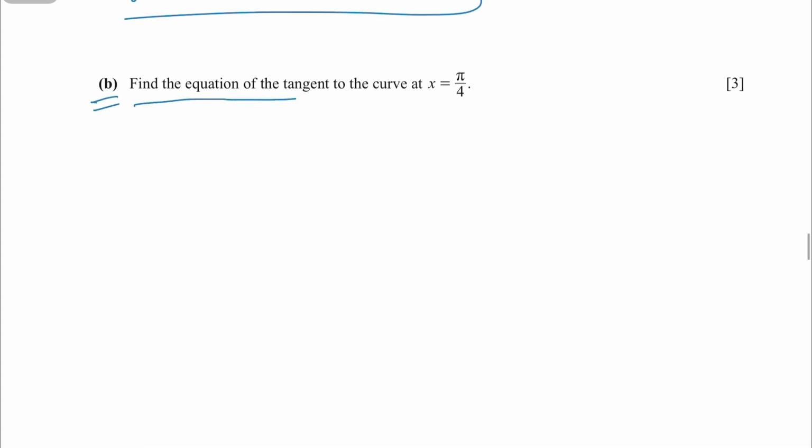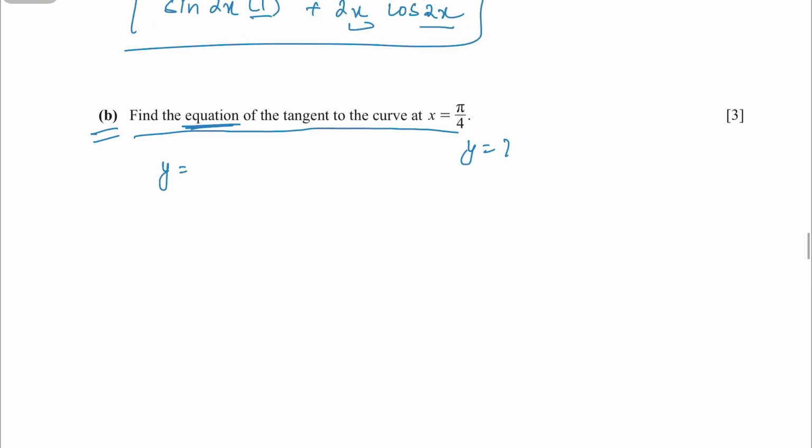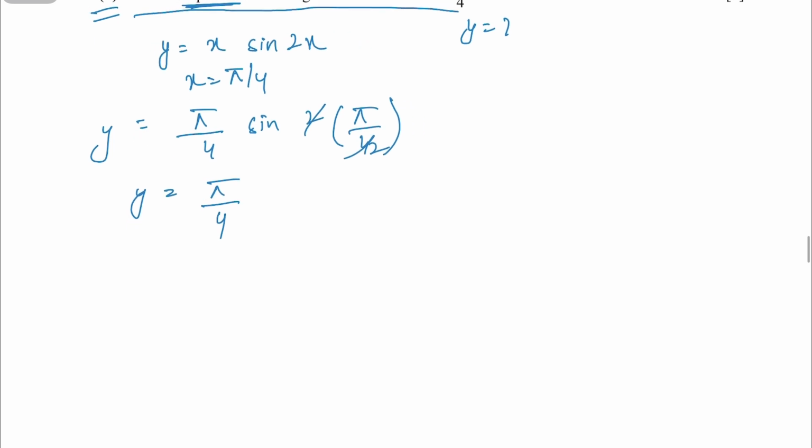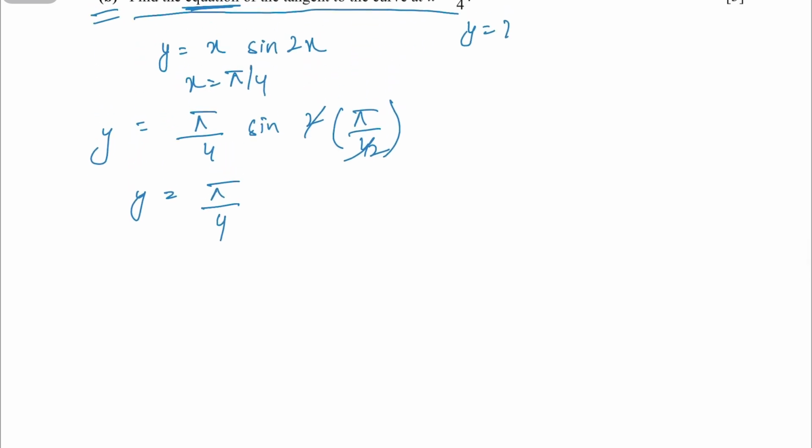Now in part B, find the equation of the tangent to the curve at x equals pi/4. Since we need the equation, we need to have our y. Let's just sort out our y. What will be our y? Our equation was y equals x sine 2x. Let's plug in x equals pi/4. This would be pi/4 sine 2 pi/4. This would be cancelled out, and we'll get our y as simply pi/4.